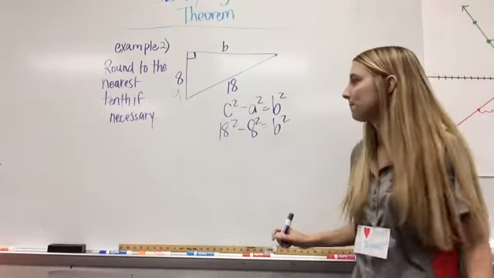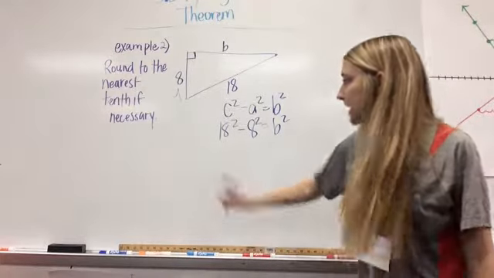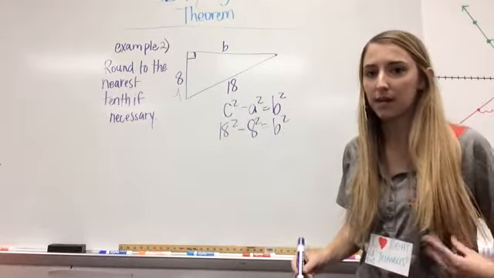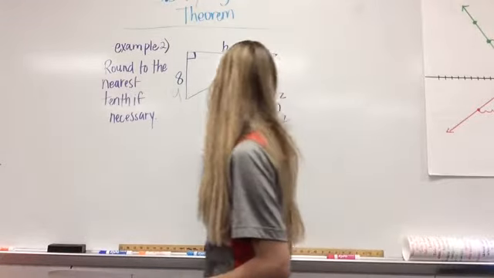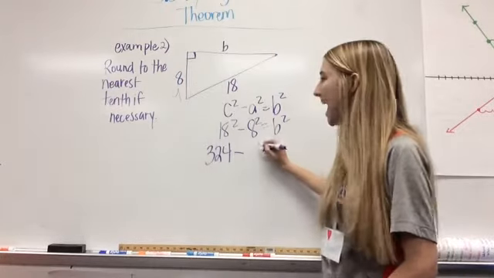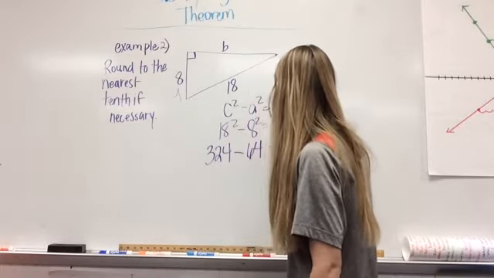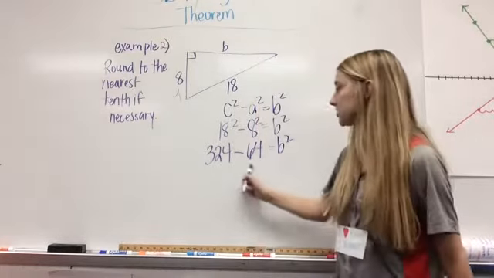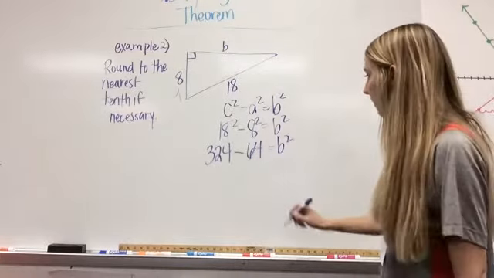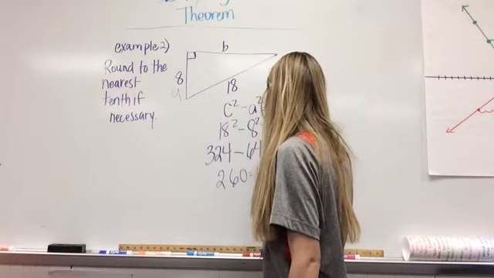We still don't know b. So again, I'm going to simplify by squaring each of my numbers. So 18 times 18, I actually didn't know off the top of my head, but I used a calculator earlier, is 324, minus 8 squared, which is 64, equals b squared. Now we just need to subtract these 2 numbers. So 324 minus 64 is 260 equals b squared.